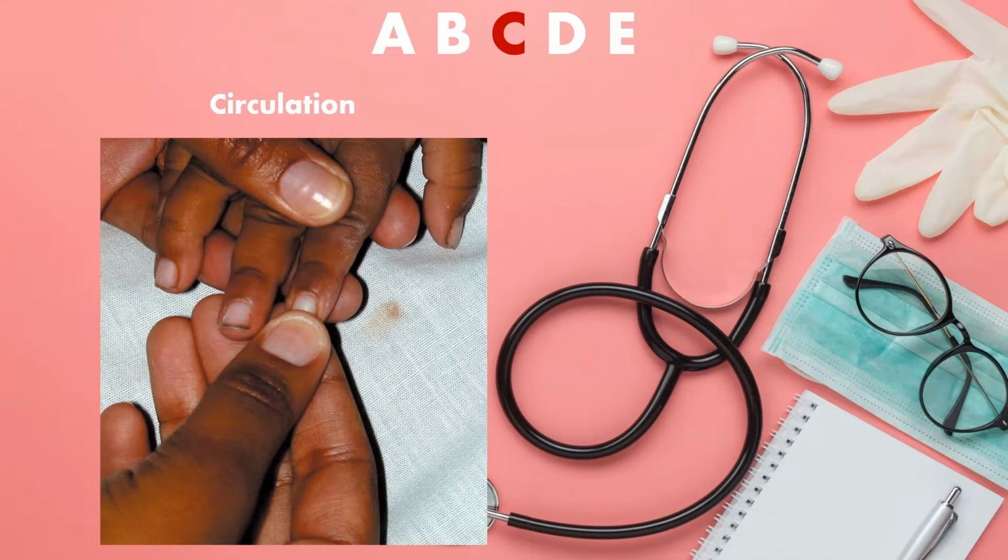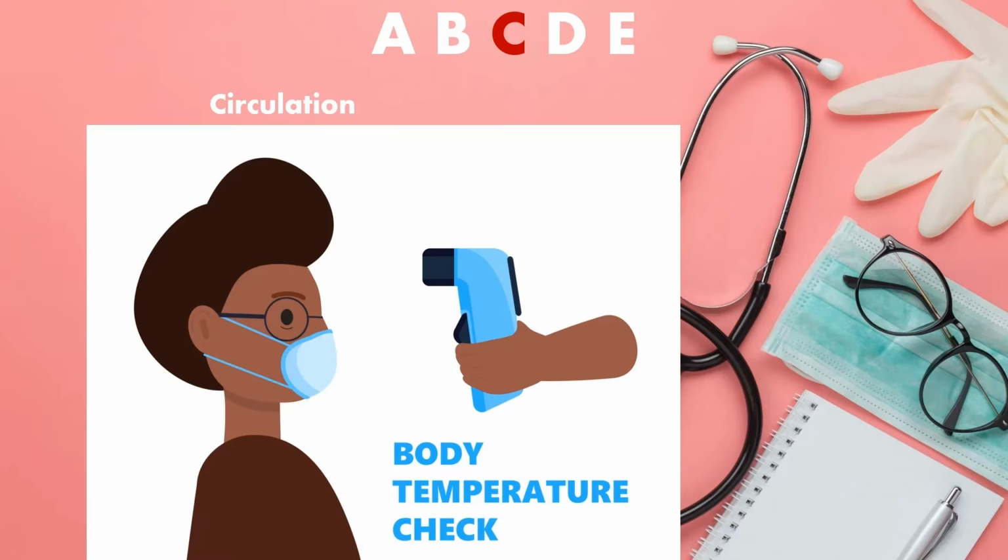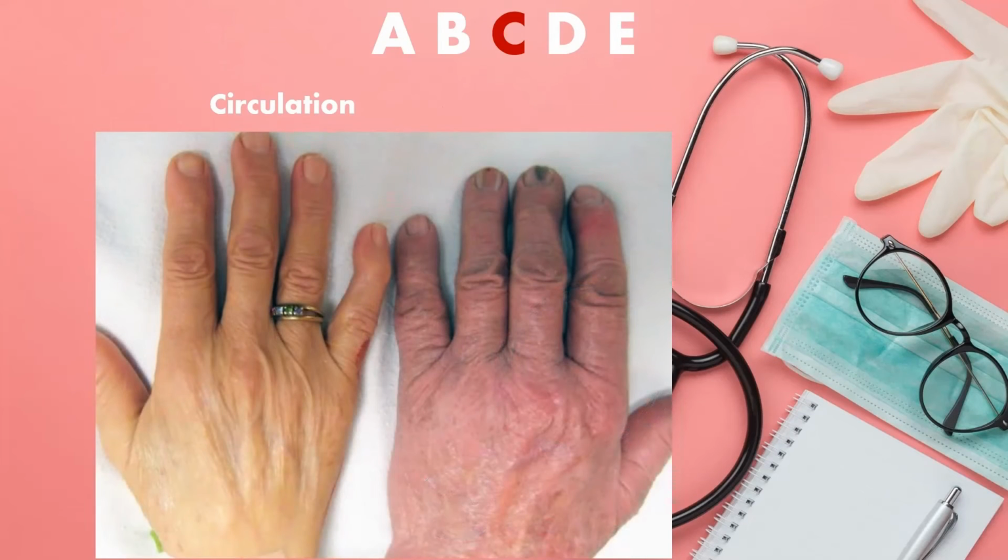Check capillary refill. Press a nail for a second and see if the blood returns to the nail in less than 2 seconds. If it does, the peripherals are well perfused. Also, don't forget to check the skin temperature. Do they feel warm to touch, or are they cold? The skin tone. Is their skin color looking normal, or are they a bit flushed, or yellow, or grey? As well as the texture of the skin.